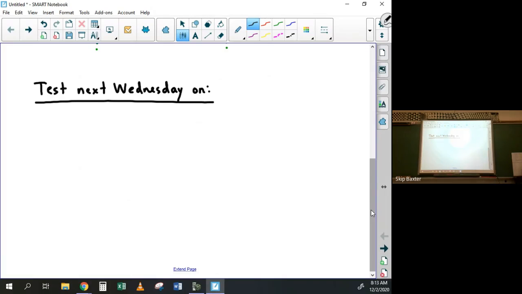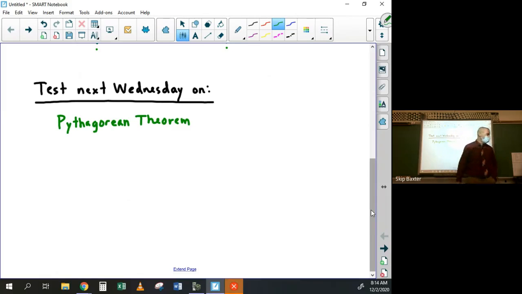So this includes, we started off by talking about the Pythagorean theorem, and using the Pythagorean theorem to find the missing side in a right triangle. So this is finding a missing side of the right triangle.